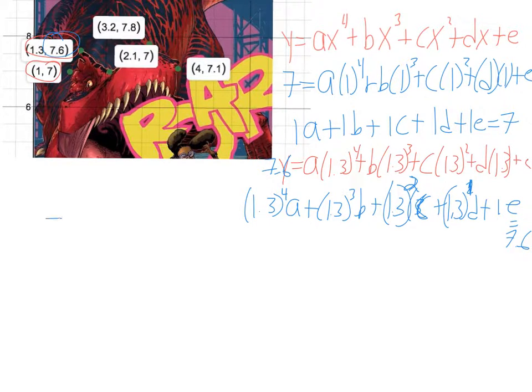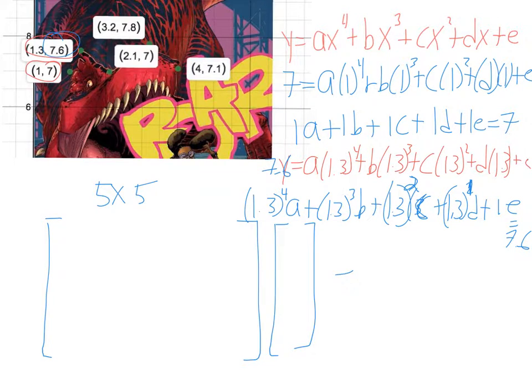When you're making your matrix, this is going to be a matrix equation where you have a 5 by 5 matrix, you have a 5 by 1 matrix, that's going to be equal to another 5 by 1 matrix. The y values are going to go in your last matrix. So for the first 2 rows of mine, I'm going to have 7, and I'm going to have 7.6. The other 3 rows are going to be filled by my other equations.